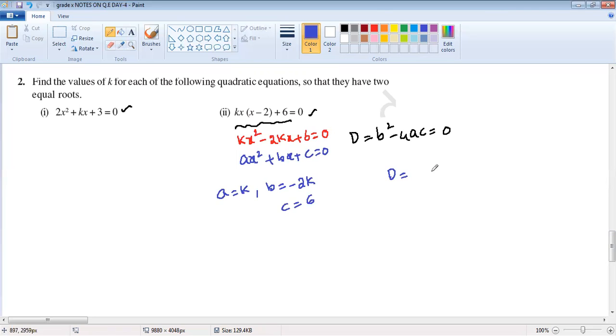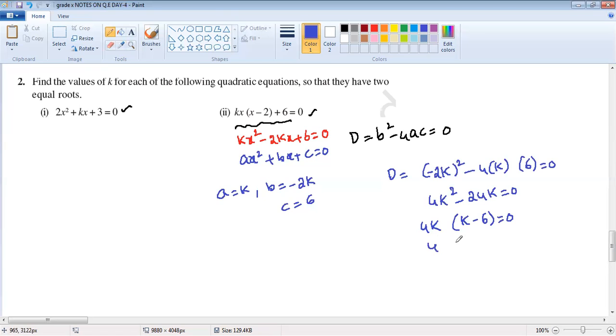Now please write it. D is equal to b square, which is minus 2k whole square, minus 4 into k into 6, which is equal to 0. Then 4k square minus 24k is equal to 0. Now we can take 4k common: 4k into k minus 6 is equal to 0. Then using the null factor law, 4k is equal to 0 or k minus 6 is equal to 0. So k is equal to 0 or k is equal to 6. Have you understood? Yes, sir. So we got the k value. Can you do this one? Yes, sir. Please do it.